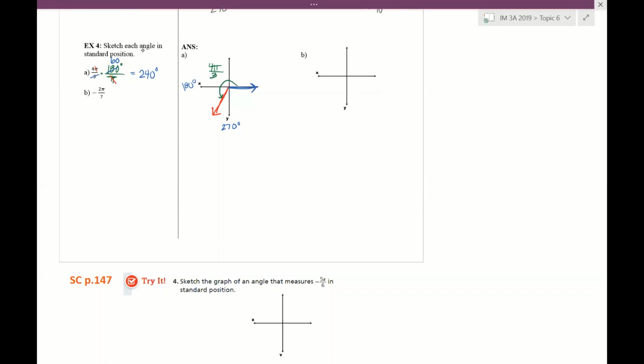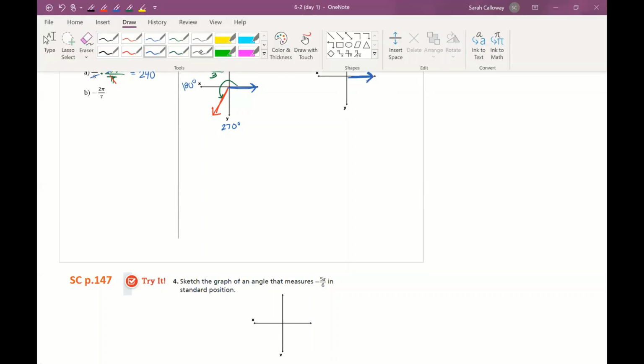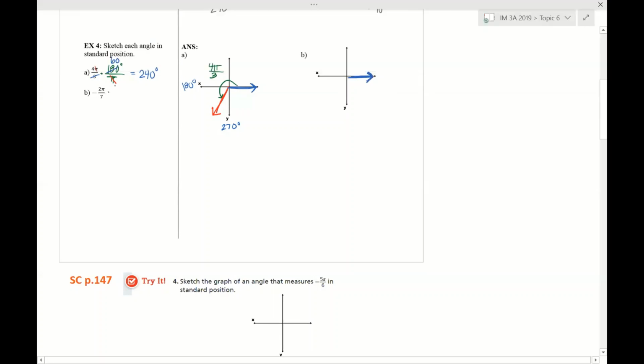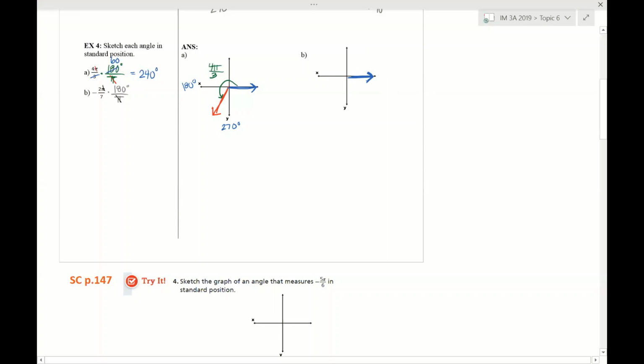Okay, so I'm going to convert it to degrees first and then draw the angle. So then for B, we've got our initial side always on that positive x-axis. And then we want to convert our negative 2 pi over 7 to degrees by multiplying it by 180 degrees over pi. What happens here, though, is that 180 is not divisible by 7, so I can't just reduce this in my head. I do need to use a calculator. So if I do 2 times 180 is 360, and I divide 360 by 7, that's going to give us about negative 51.4 degrees.